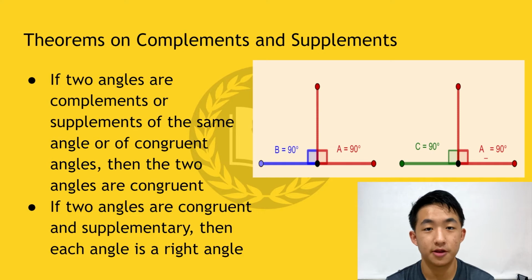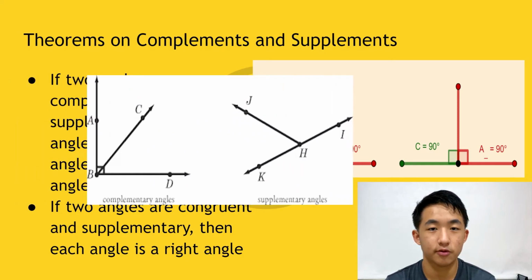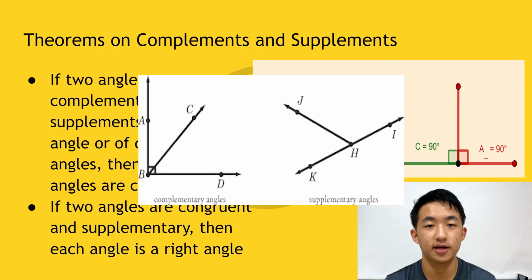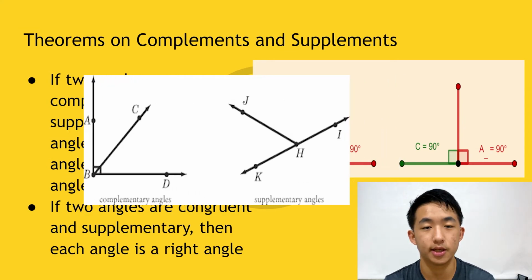Okay, let's move on to theorems on complements and supplements. So just for review, complementary angles are two angles whose degree measures add up to 90 degrees, and supplementary angles, on the other hand, are two angles whose degree measures add up to 180 degrees.